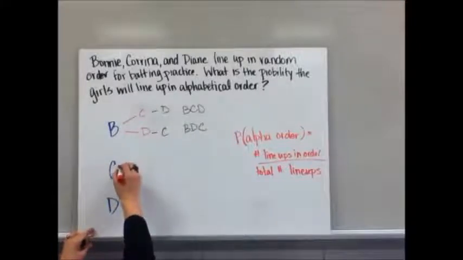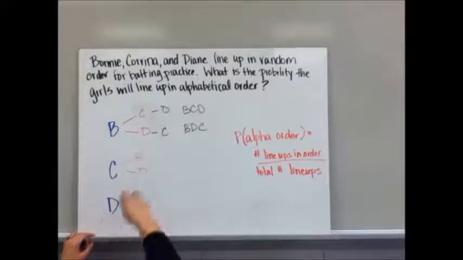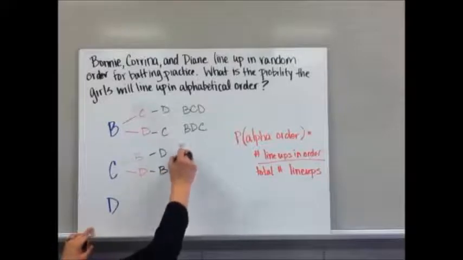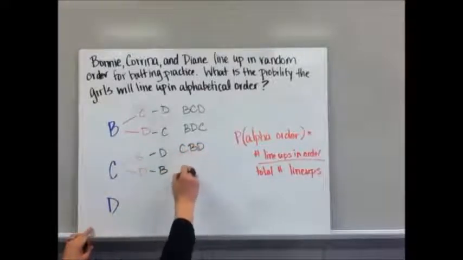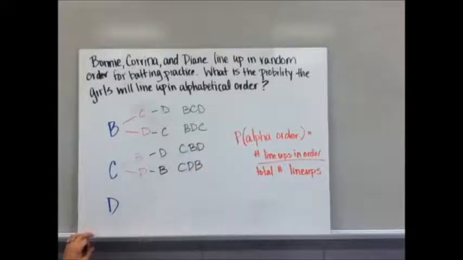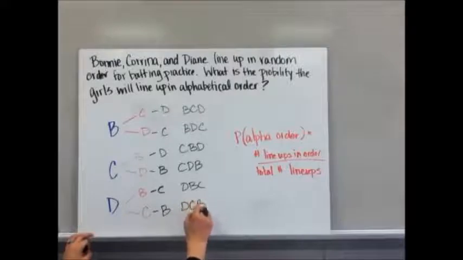If Karina got in line first, it could be Bonnie next, or it could be Diane next. And that could lead to either Diane or Bonnie, which would give us Karina, Bonnie, then Diane, or Karina, Diane, Bonnie. If Diane got in line first, she could be followed by Bonnie or Karina. And behind Bonnie could be Karina, or behind Karina could be Bonnie. So that would be Diane, Bonnie, Karina, or Diane, Karina, Bonnie.